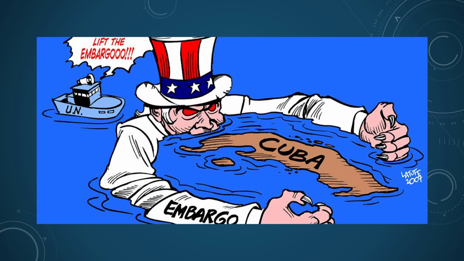Another form of sanctions is embargo. Probably the most famous one is the U.S. embargo on Cuba. That has been going on for 66 years now. That's a long time. And we're going to get into some of the effects of that in a second, but it was to punish Cuba for becoming communist.